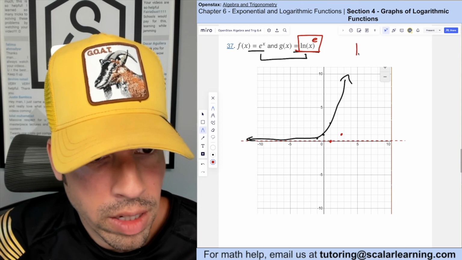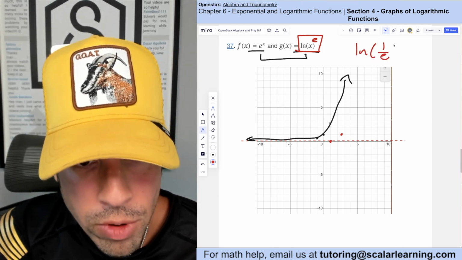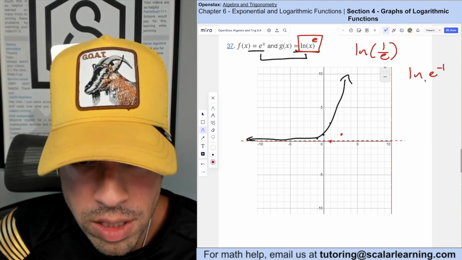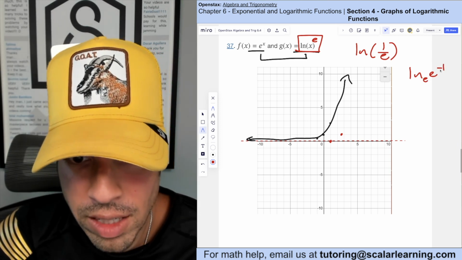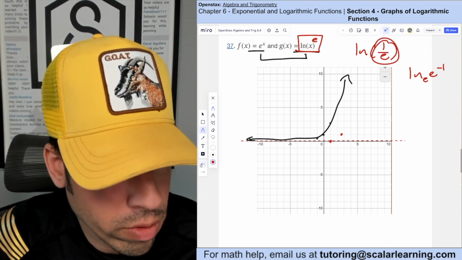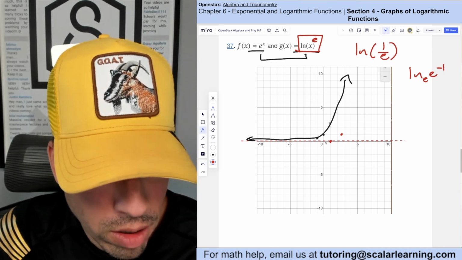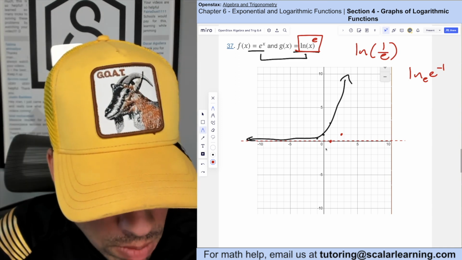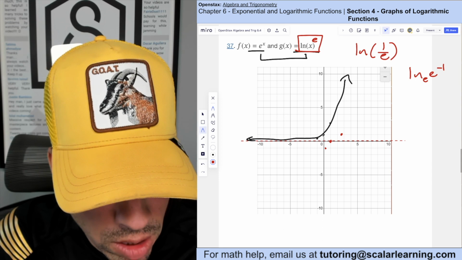We can also think ln of 1 over e, which is the same as ln of e to the negative 1. This is saying e to what power is e to the negative 1? Negative 1. So what does that tell you? That tells you when you plug in 1 over e for x, which is about a third, then you're getting a value of negative 1 for the function value, so something like this. So you see these points kind of mirror these 3 points there.